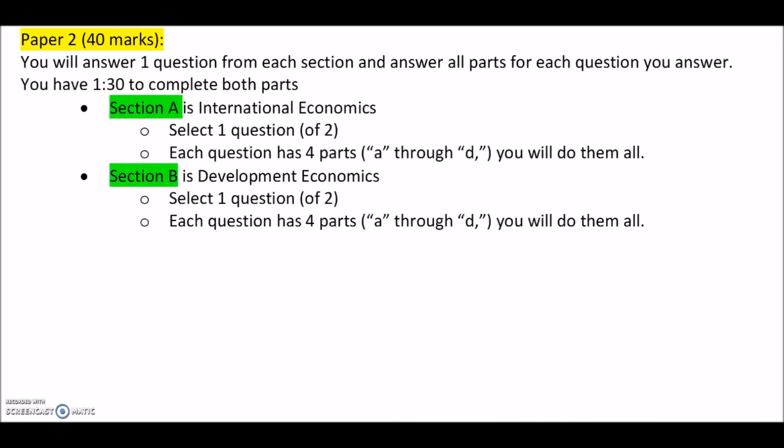So here we go. Quick description: paper 2 is 2 sections, A and B, and you have an hour and a half to complete both sections. Section A is international economics. You'll be given 2 questions to choose from, and each question has 4 parts that you need to do. Section B is about development economics, and that's the exact same. So essentially, you're going to do 2 questions, and you have 45 minutes to complete each question, parts A through D.